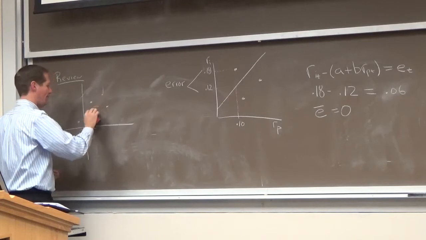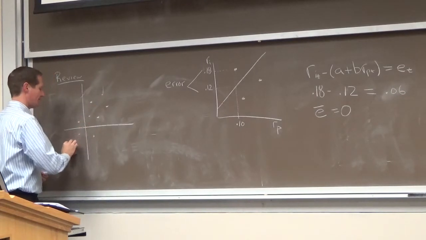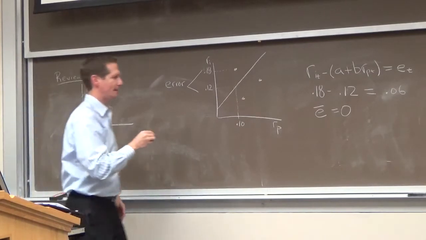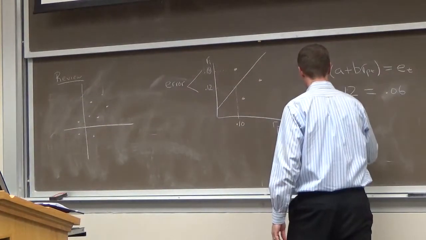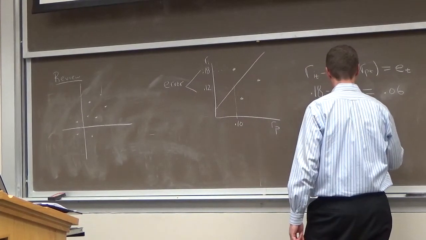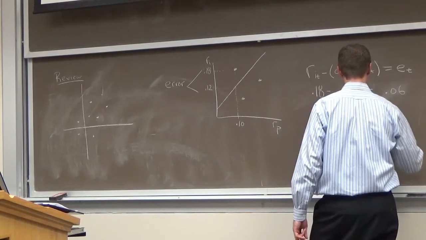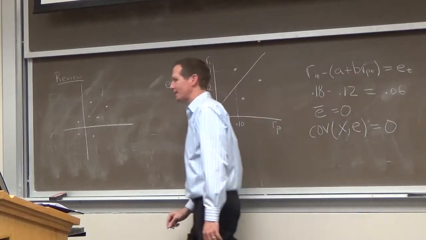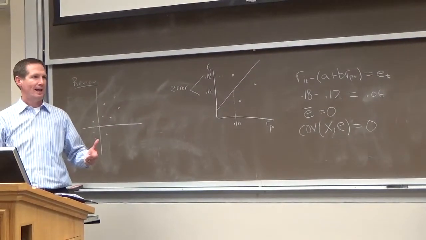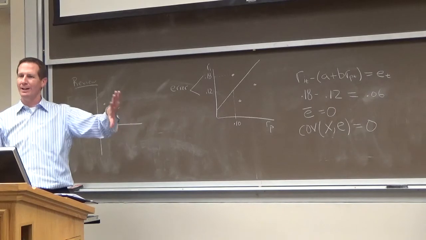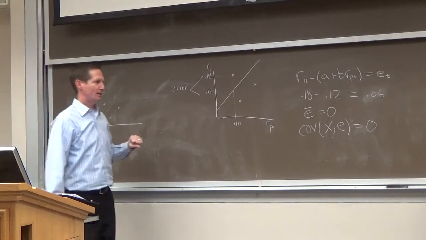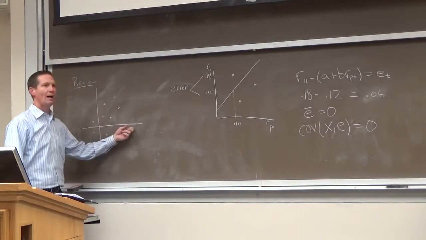The second property of error terms that helps us get a lot of economics is the idea that the covariance between our x variable and the error term is always 0. The error term represents the component of the stock return that is independent, has nothing to do with whatever our x variable is. Now, in general, you could pick whatever x variable you want to explain stock returns.